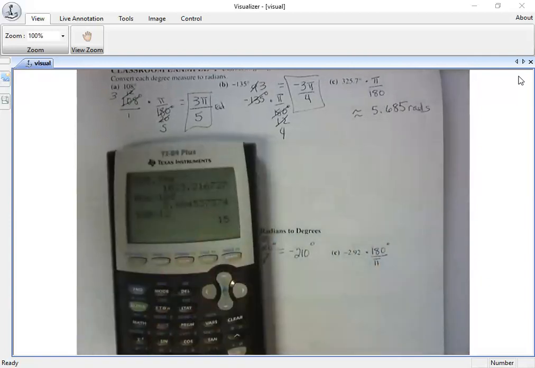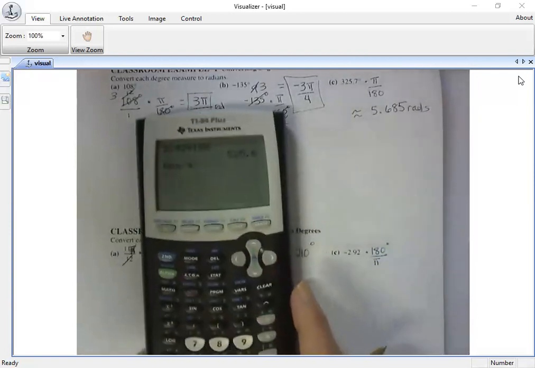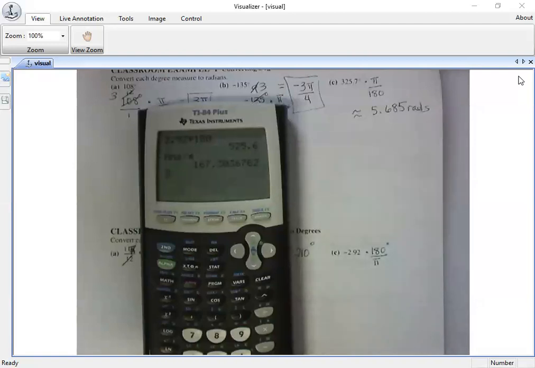So here's what's going to happen. If we take 2.92, and I'm not going to worry about the negative, I'll just put it on my answer, and I multiply that times 180, hit enter. But then I divide by, and I'll hit second, and the caret key, which some people call rooftop, and hit enter. This is going to be how many degrees?